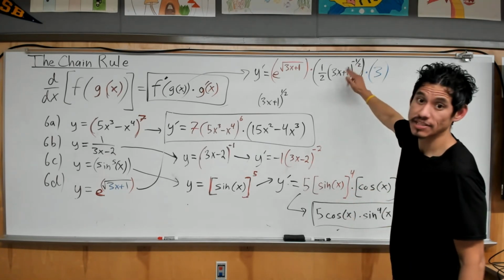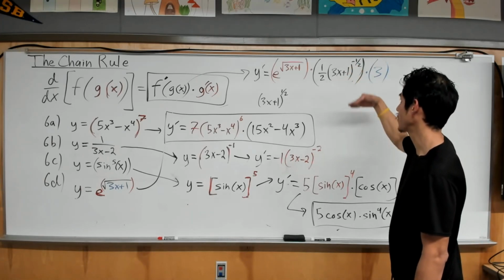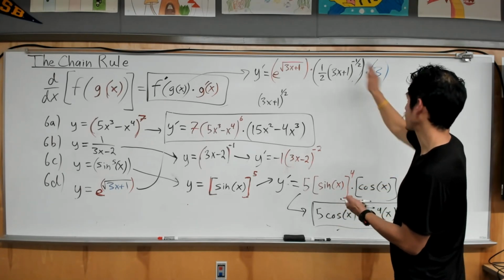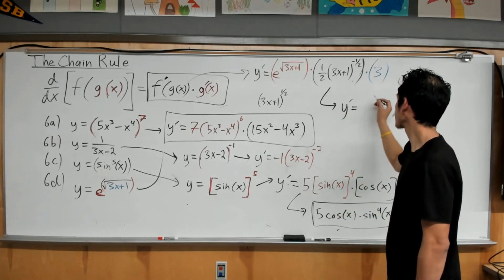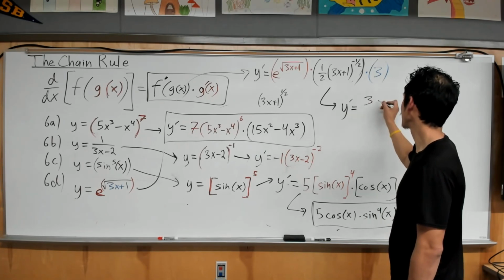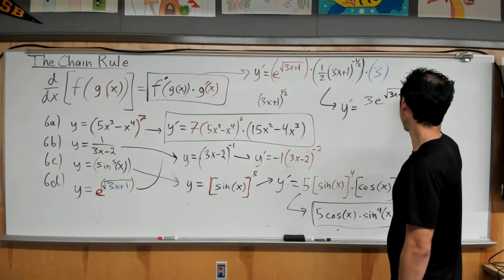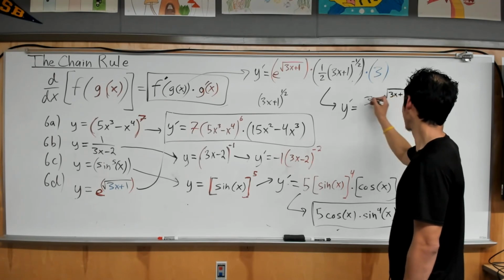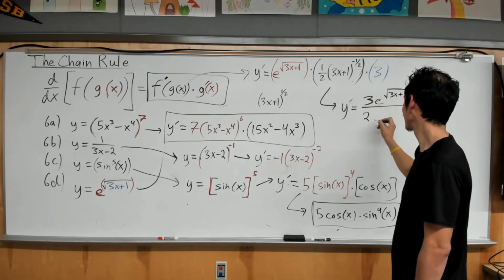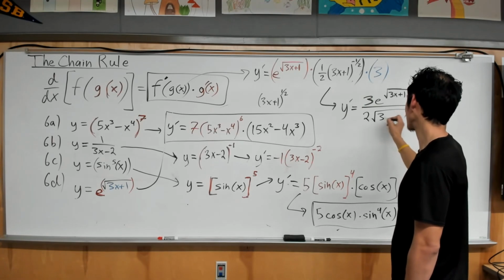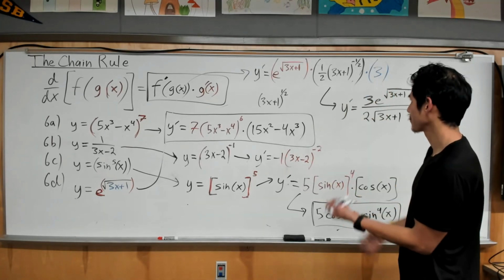So this is going to be in the denominator, and remember it'll be the square root of 3x plus 1 in the denominator. So 3 on top. So we're going to have y prime equals 3 e to the square root of 3x plus 1 all over 2 times the square root of 3x plus 1. And there you go.